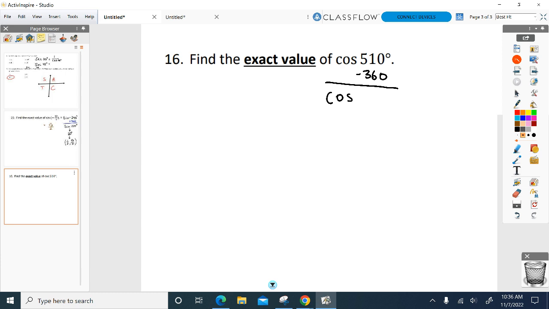Oh boy, what do you got there? 250? 150? Yeah, I don't know. What do you got for me now? Reference angle. 30. Coordinate at 30.